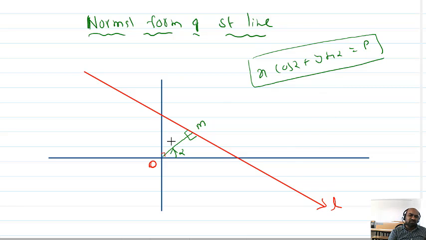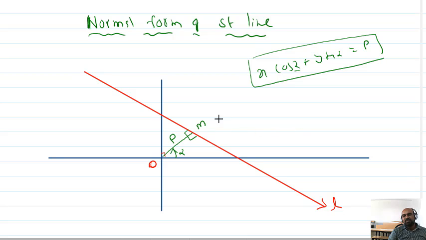What is p? Actually, p is the distance from the origin to that line. x cos alpha plus y sin alpha equal to p is the normal equation of a line, where p stands for the distance from the origin to that line, and alpha stands for the angle made by its normal. Its normal means the normal of L, which passes through the origin and makes an angle alpha with the x-axis in the positive direction. Then the equation of this line is taken as x cos alpha plus y sin alpha equal to p.